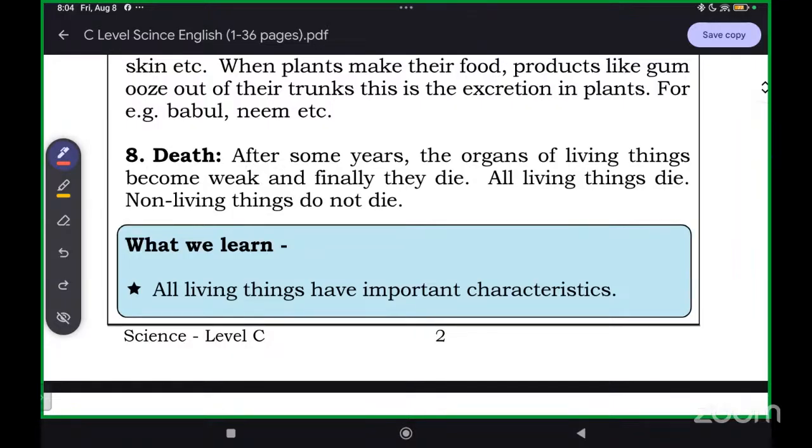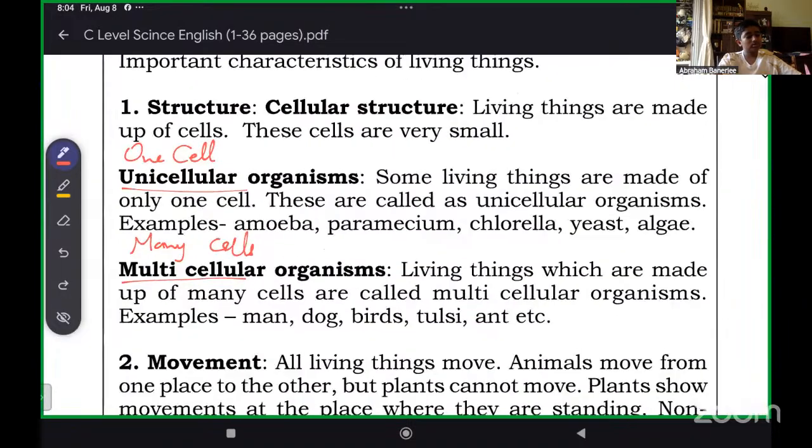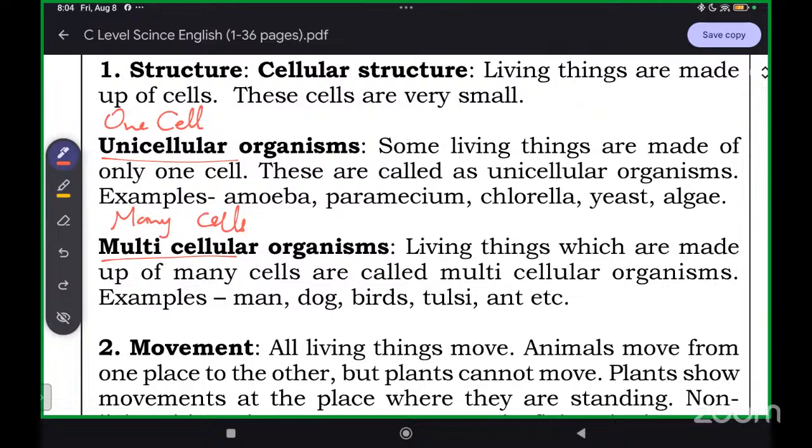But sometimes we use the word died for other things, like the phone, the battery. Yes, sometimes we use the word died for the battery also. That is true, Abraham. Sometimes we use the word died for other things also.